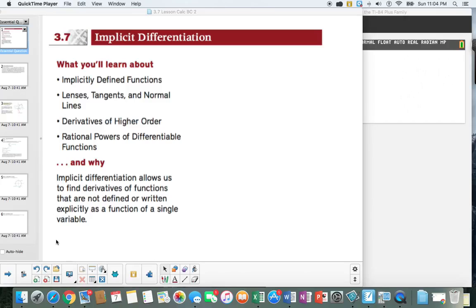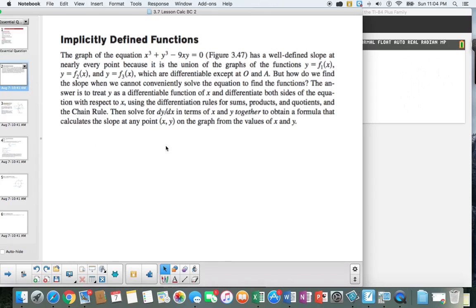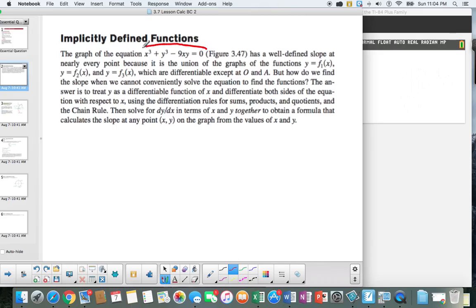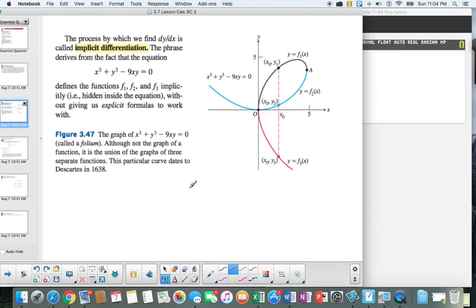Lesson 3.7, Implicit Differentiation. This is a lesson that we talked about last year, but it's a good idea to review it again. Sometimes we have relationships that cannot be written explicitly. In other words, I can't solve for y in terms of x. Let's take a look at that graph.